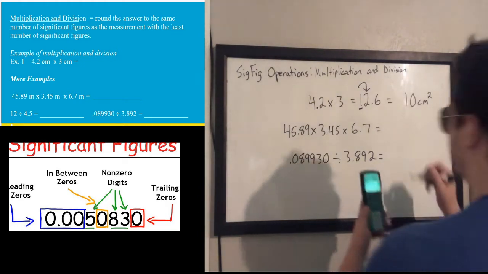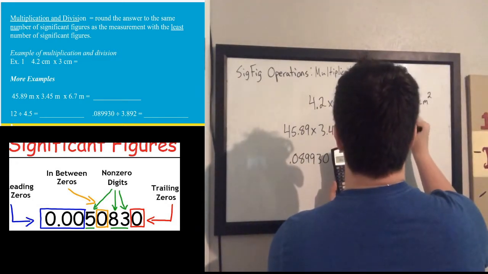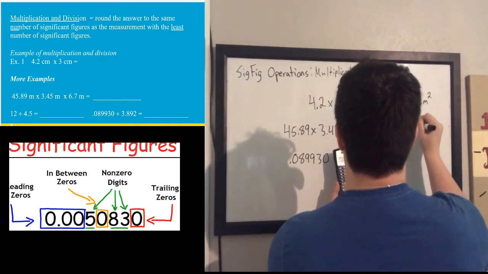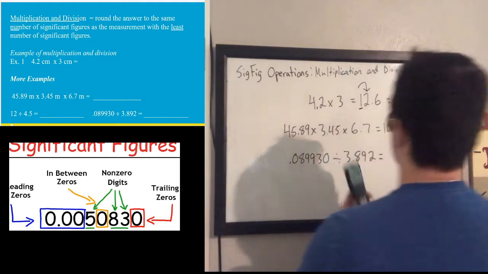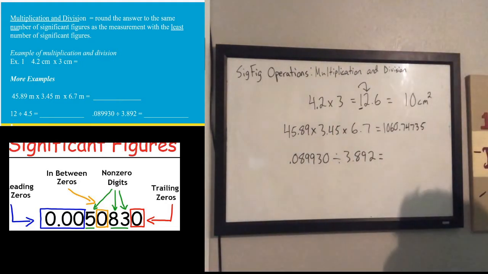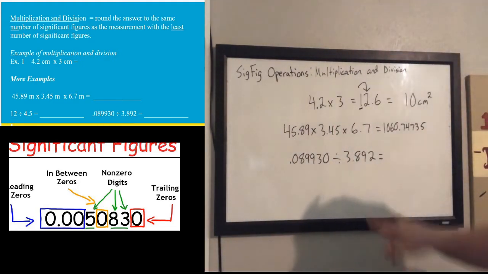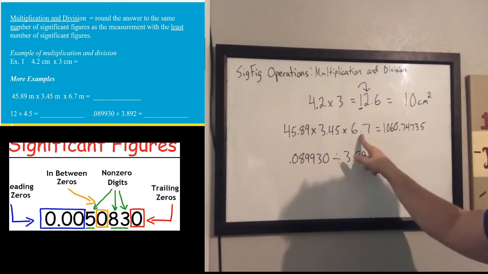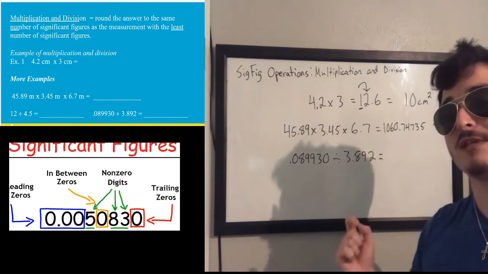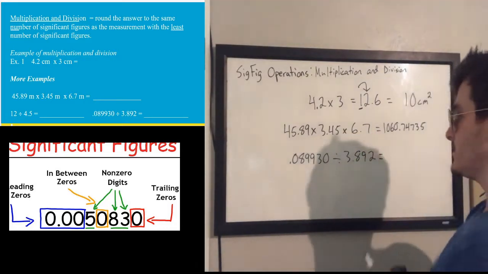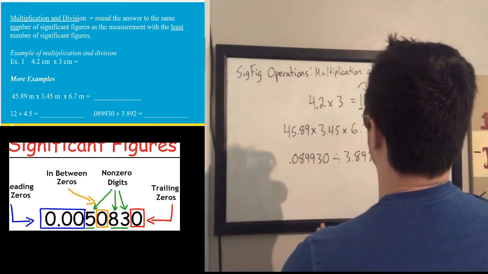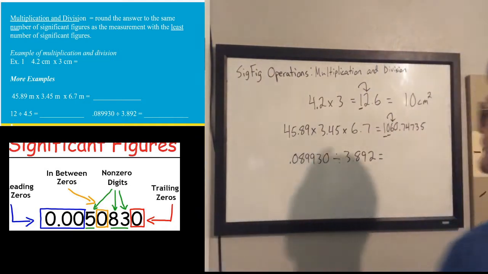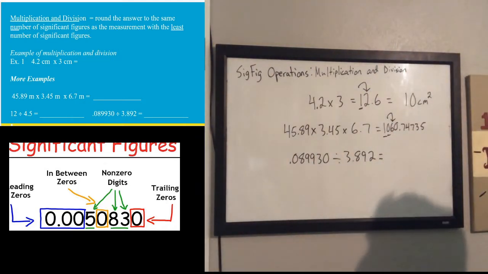We get 1060.74735. Lots of decimals, but we can't leave it that way. 4 sig figs, 3 sig figs, 2 sig figs, which means our final answer can only have 2 sig figs. So we're going to underline our first 2 significant figures, which just so happen to be the first 2 numbers, the 1 and the 0, and that 6 is going to cause my 0 to round up.